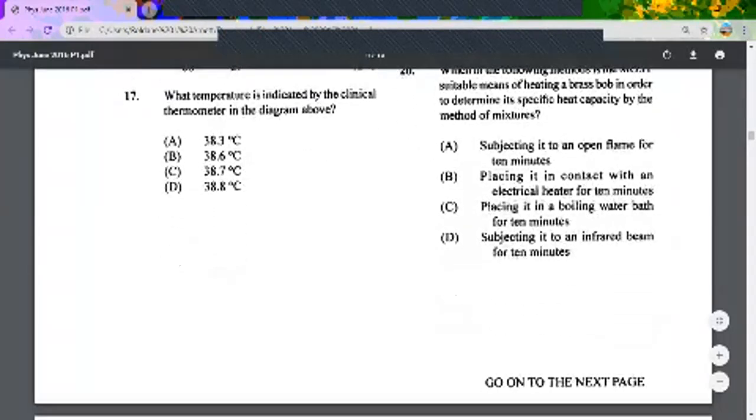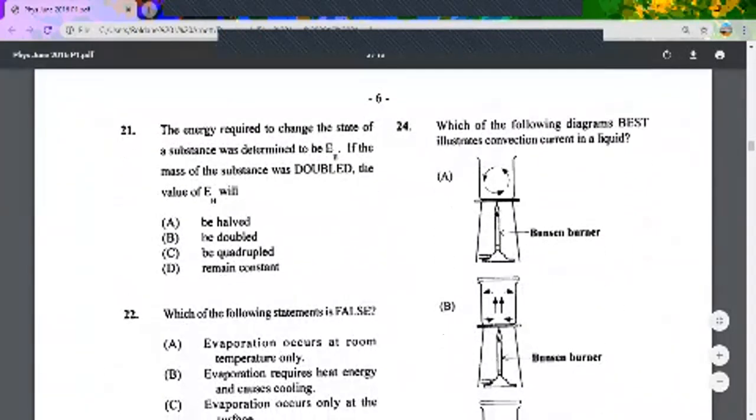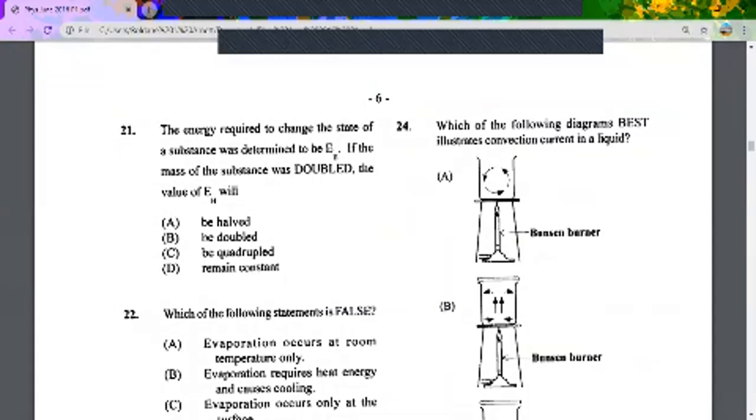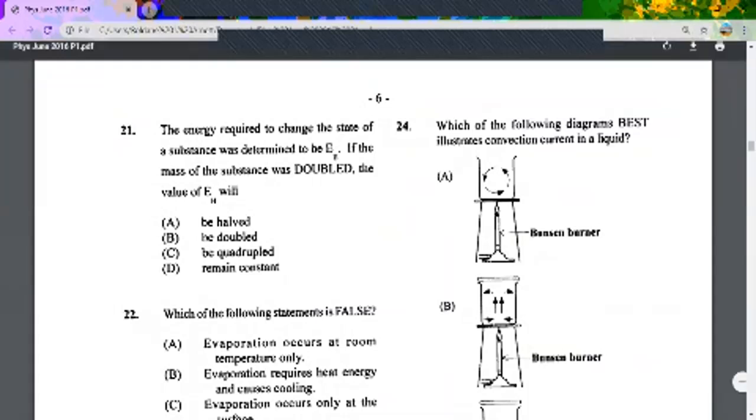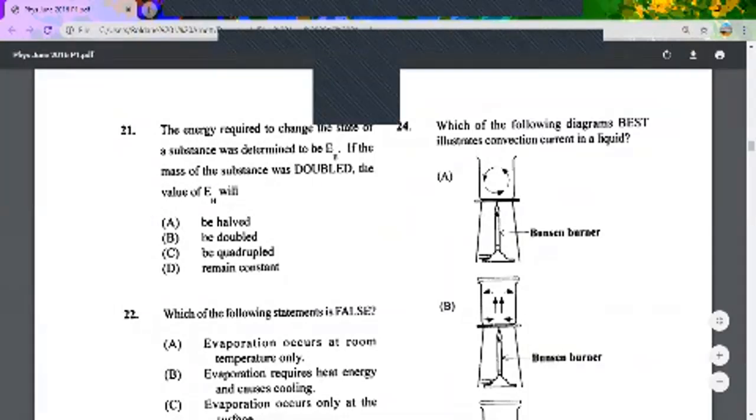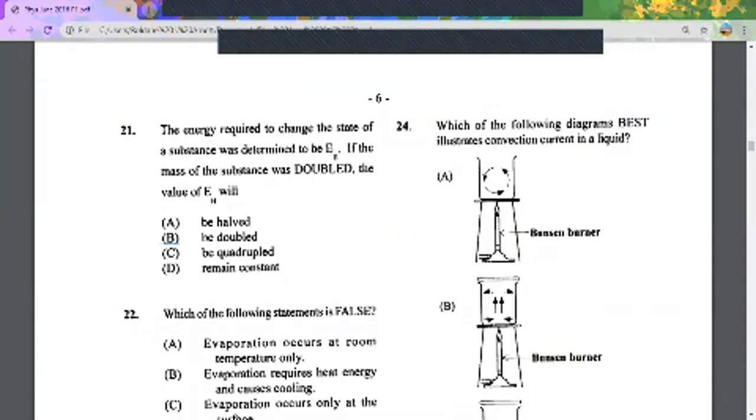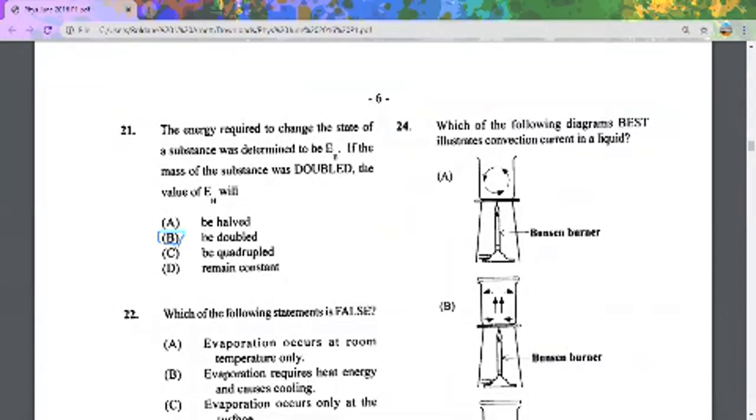Moving on to 21. The energy required to change the state of a substance is determined by EH. If the mass of the substance was doubled, the value of EH will be double too. And you can go back to the example that we did, but in the extension of the spring, it's the same principle.